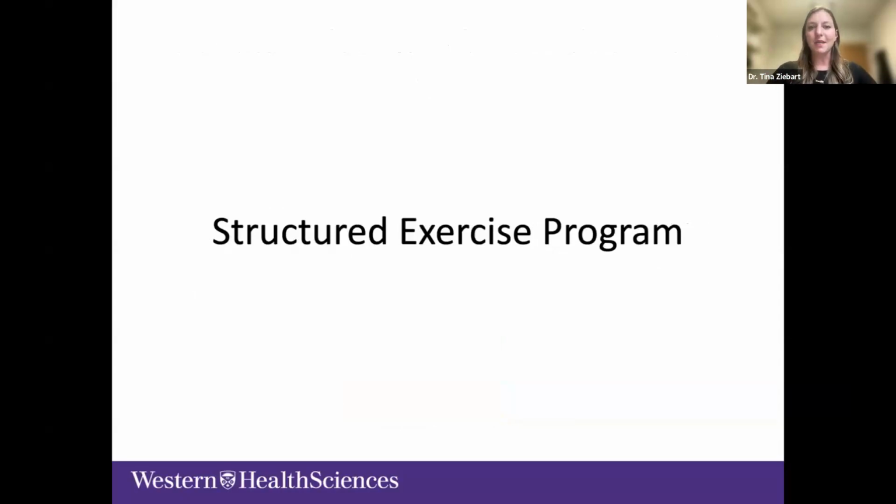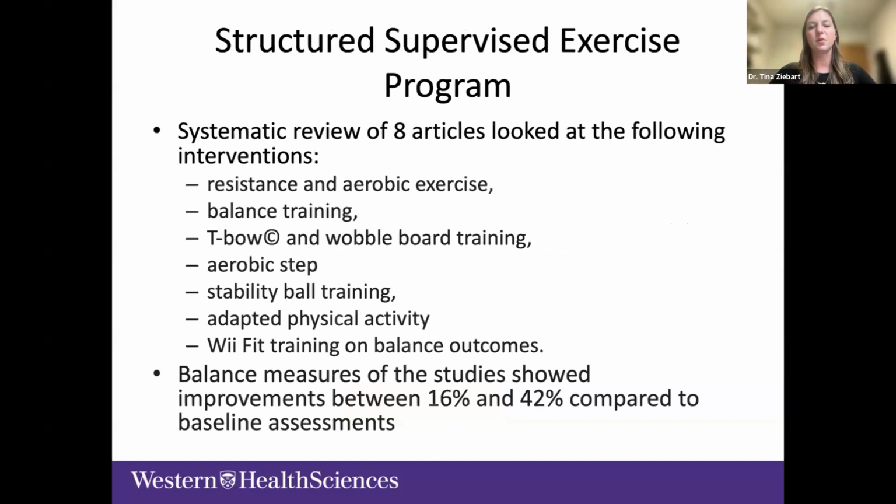So now, getting into the meat and potatoes, is looking at these structured exercise programs. A systematic review of 8 articles looked at the following types of interventions: resistance and aerobic exercise, just balance training, wobble board and T-bow training, aerobic exercise, stability training, some adapted physical activity, and some Wii Fit training. The studies that were looking at balance measures did show improvements compared to baseline assessments. This structured supervised exercise program seems to address fitness and falls prevention from a few different aspects, like strength training, aerobic training, and balance training, and did show improvements in balance.